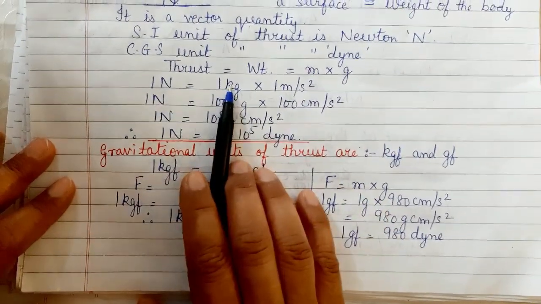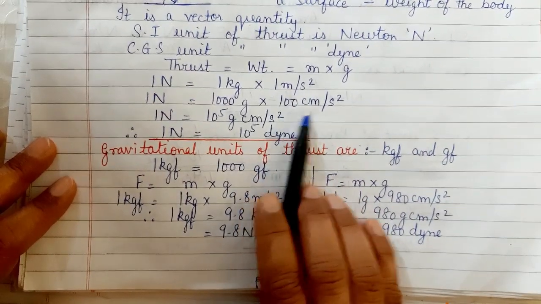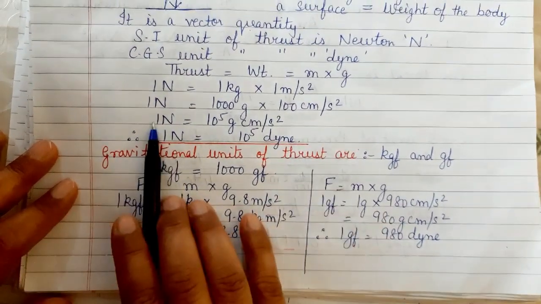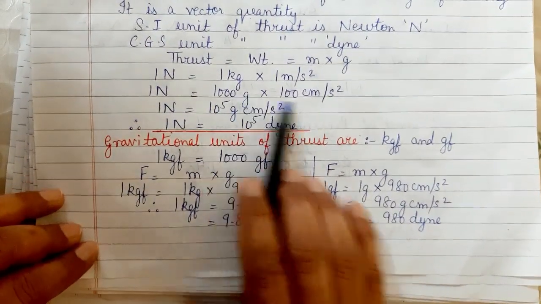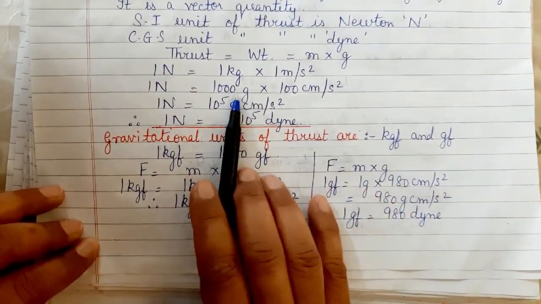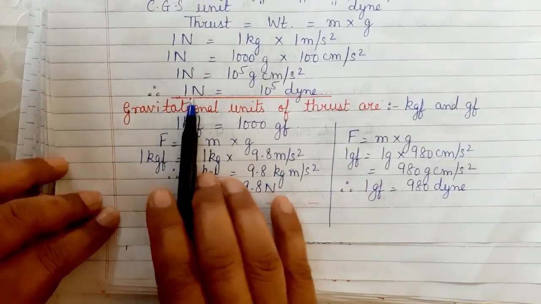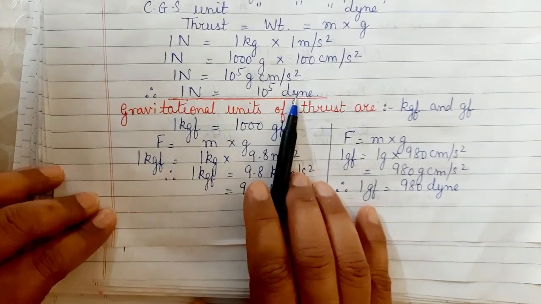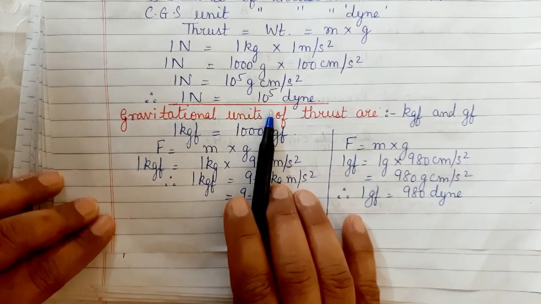Now let me convert kg to grams. So 1 kg is 1000 grams and 1 meter per second square is 100 centimeter per second square. Therefore I get 1 Newton is equal to 10 to power 5 gram centimeter per second square. What is gram centimeter per second square? It is equal to Dyne. So therefore this is the relation between the SI and CGS unit, that is 1 Newton is equal to 10 to the power 5 Dyne.